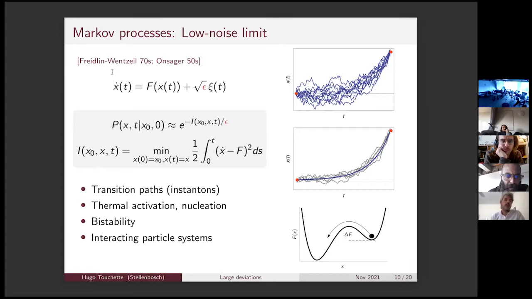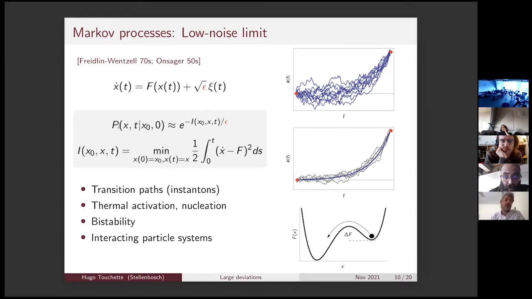So this is some work that was done by Freidlin and Wentzell in the 70s, but if you're a physicist, you actually recognize a lot of the results as coming from Onsager, who looked at path integrals of stochastic differential equations in the 50s. So there's another interesting historical accident here.